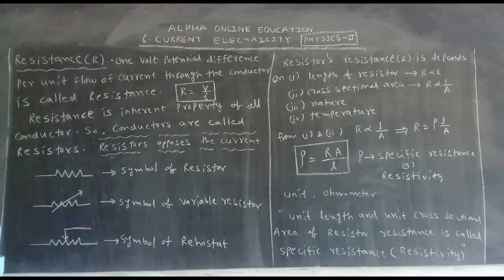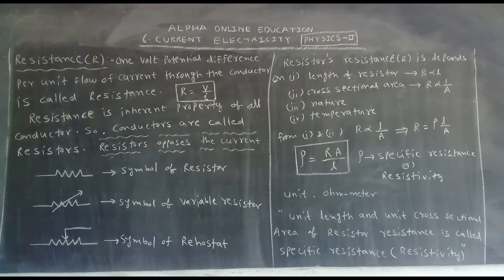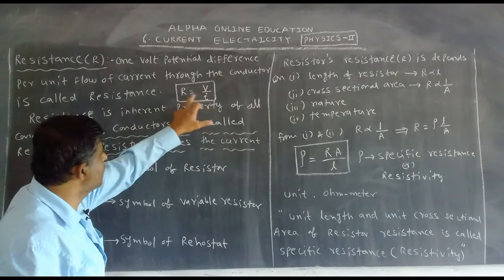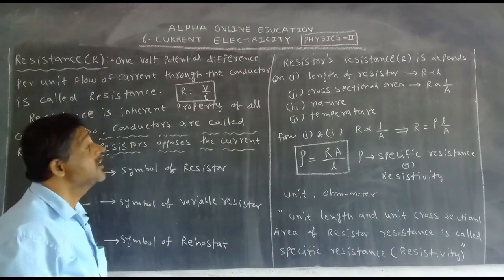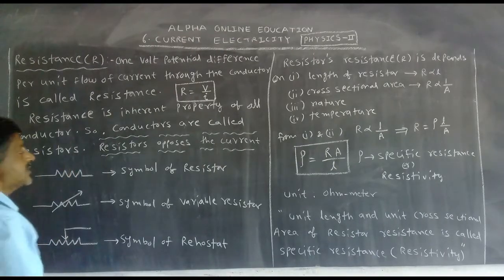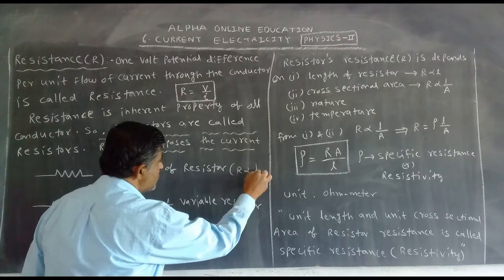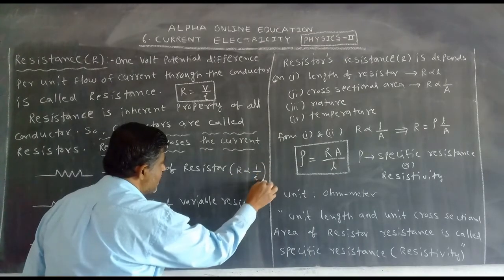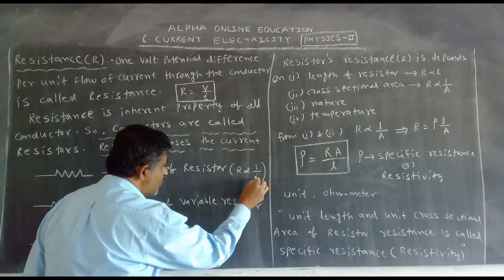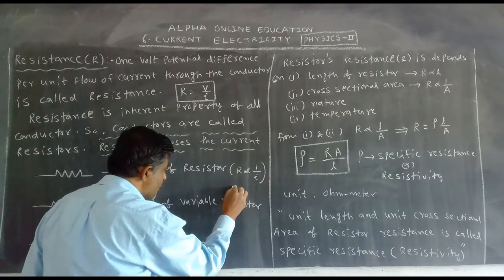What is the function of resistors? Resistors oppose the current. Why? See the relation between R and I. Which relation is there? Inverse relation. R proportional to 1 by I. When the resistance is more, flow of current is less. If the resistance is less, flow of current is more.